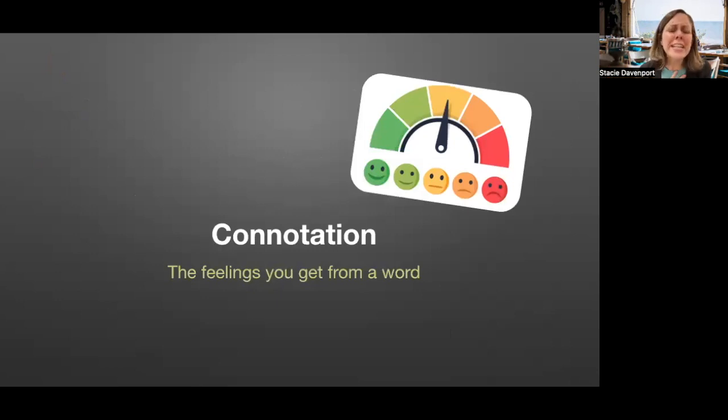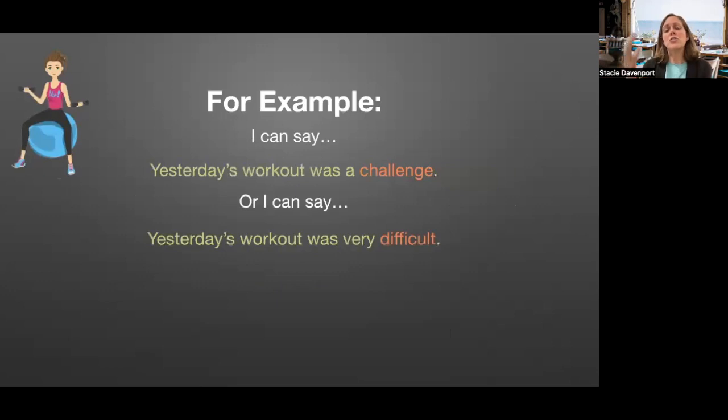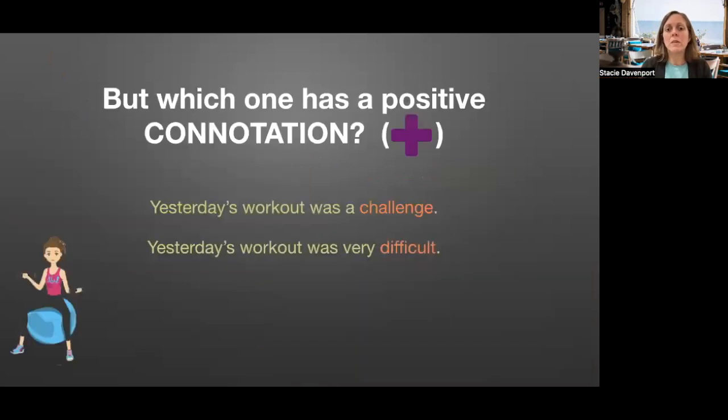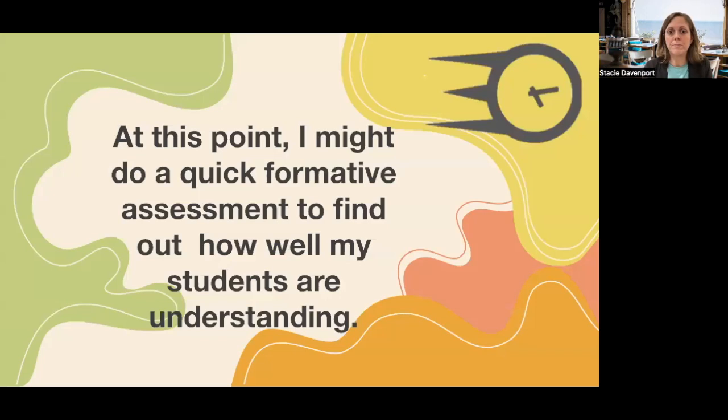Connotation is the feelings that we get from a word, how that word makes us feel. So for example, I can say yesterday's workout was a challenge, or I could say yesterday's workout was very difficult. Those are two different things. Both of them have a similar denotation. So here's the dictionary definition for each of them. But which one has a positive connotation? Yesterday's workout was a challenge, or yesterday's workout was very difficult.